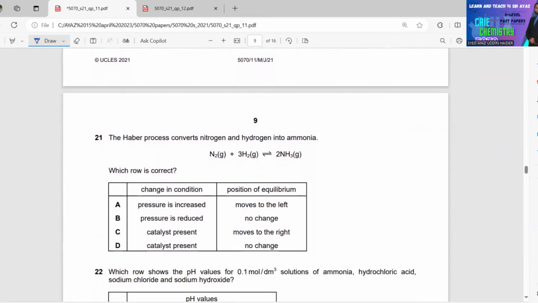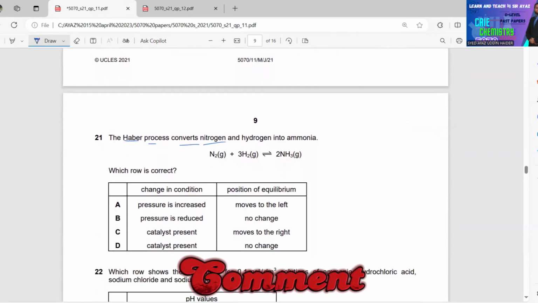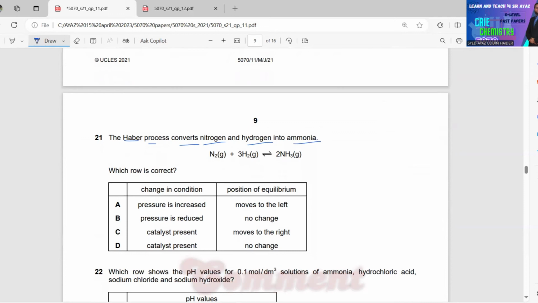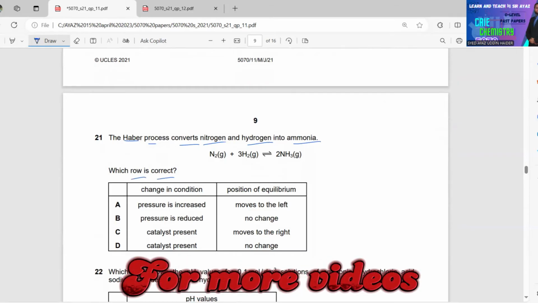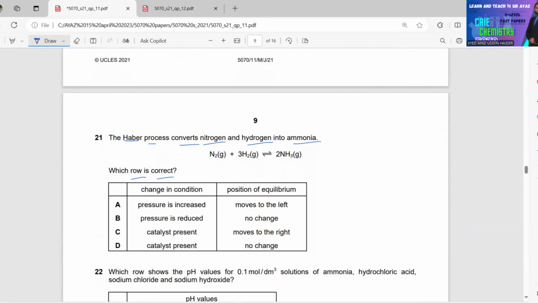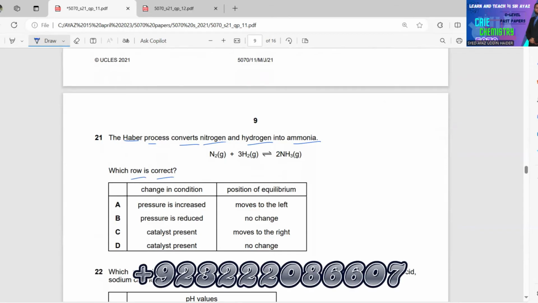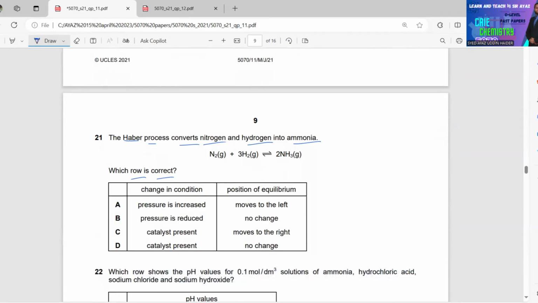Question number 21. The Haber process converts nitrogen and hydrogen into ammonia. Here's the equation: N2(g) plus 3H2(g), reversible sign, 2NH3(g). Which row is correct? Now we have change in condition and position of equilibrium. If you change the condition, like if you increase the pressure, what will happen? Increasing pressure will shift the equilibrium to the side with less number of moles. It must be moving on the right hand side. So they are saying move to left hand side. So this is incorrect.